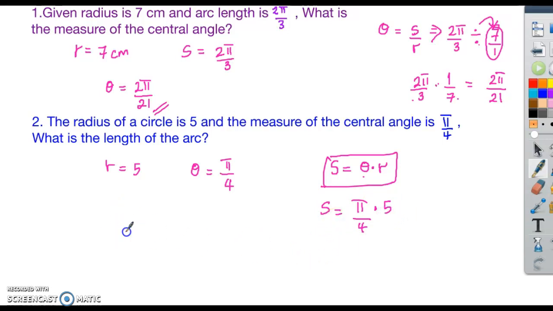So the answer is going to be S is 5 times pi, which is just 5 pi divided by 4. We can just leave it like that. It's not possible to simplify this fraction further, so we're going to leave it like that.